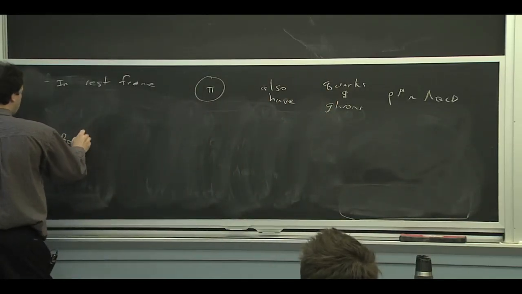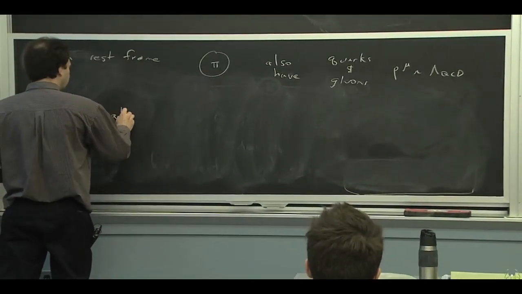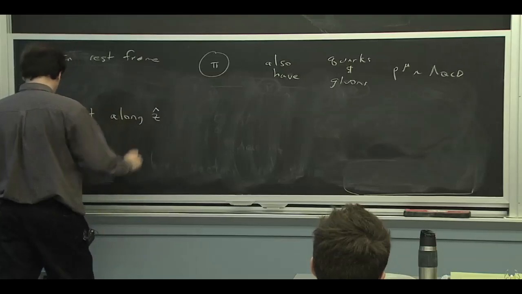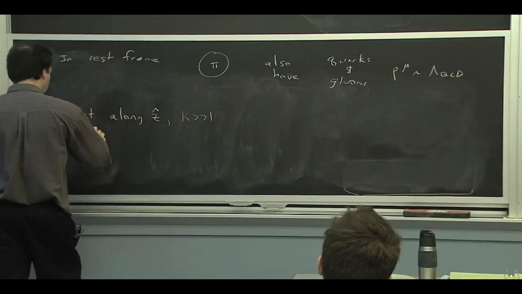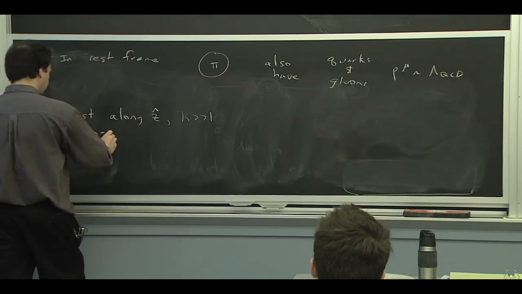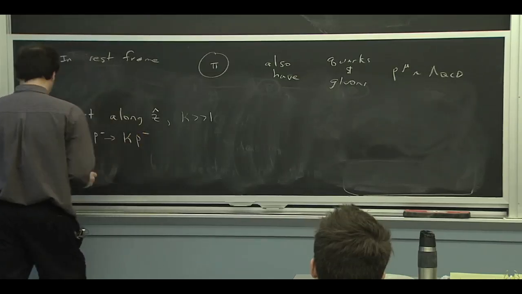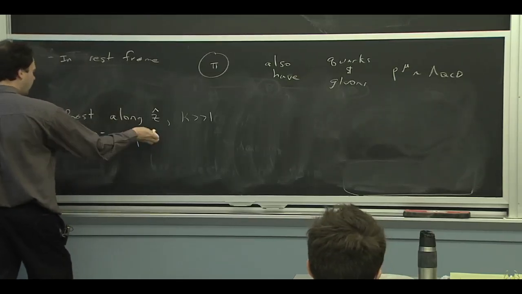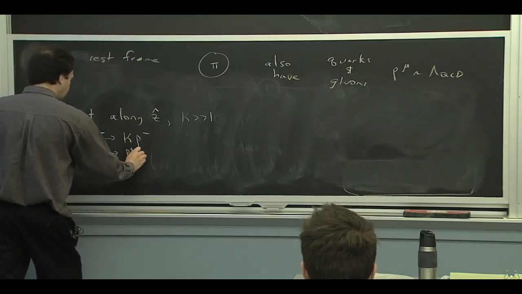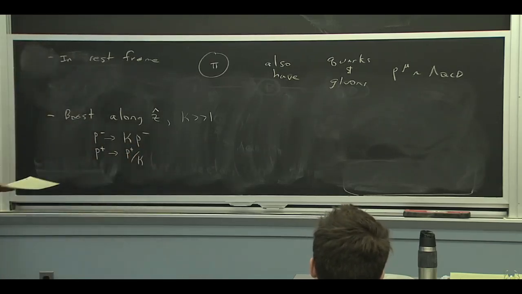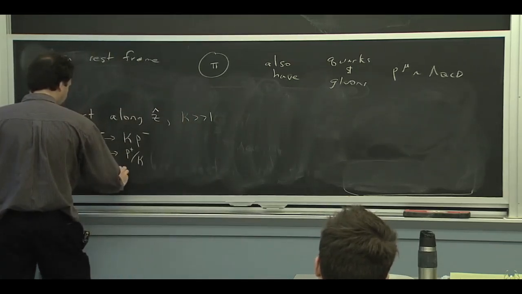And we can actually just take that result once we know that and boost it to another frame. So let's boost along z hat by some kappa that's much greater than 1. The way that light cone coordinates boost is very simple. If you're along the axis of the light cone coordinates, it's multiplicative. So p minus gets enhanced by some amount, p plus gets suppressed by the same amount. That's one nice thing about these coordinates. And of course, p perp doesn't change because it's perpendicular to the boost.